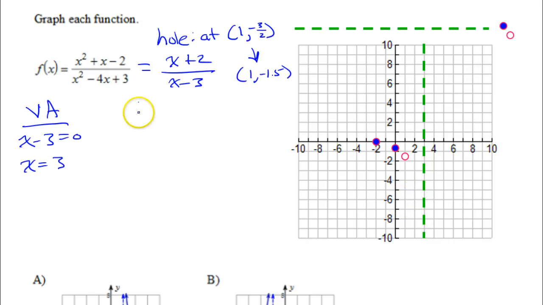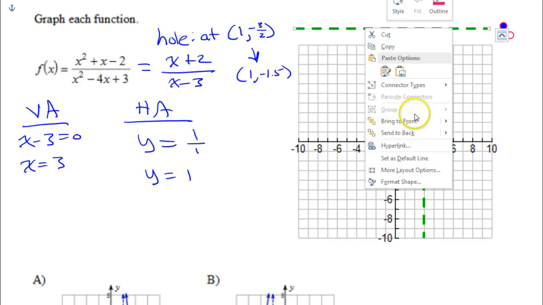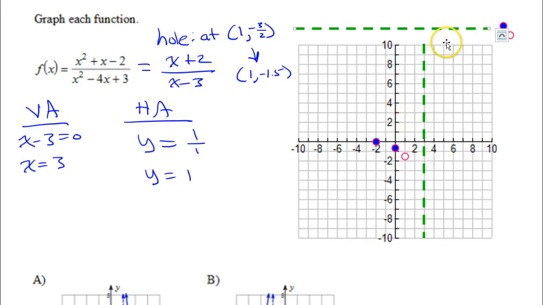How about the horizontal asymptote? Well, the horizontal asymptote depends on the degree of the numerator and denominator. Since the degrees are the same, that's when we use the leading coefficient, so 1 over 1. So y equals 1 will be my horizontal asymptote. Okay, so y equals 1 will be right about here. So there are my asymptotes.